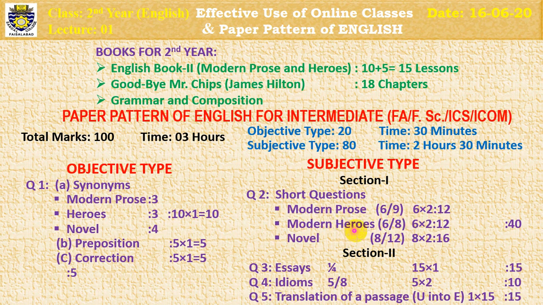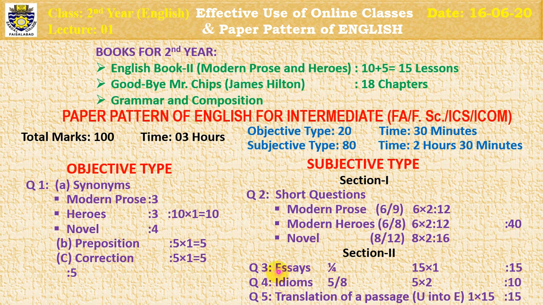Then modern heroes. 8 questions are taken from modern heroes, and you are to attempt 6 questions. Each short question carries 2 marks. In this way, 12 marks are given to modern heroes. Then novel. 12 questions are taken from novel, and you are to attempt 8 questions. Here again, each short question from novel carries 2 marks. In this way, 16 marks are given to novel. So 40 marks are given to the textbooks.